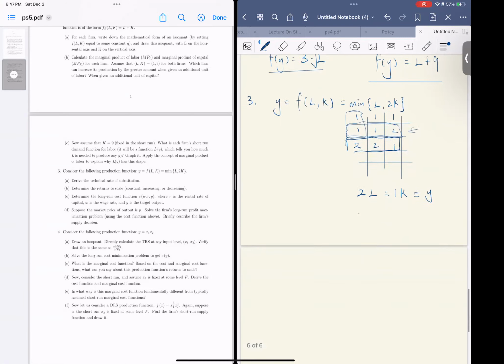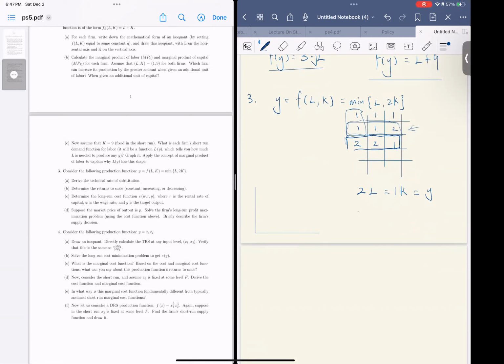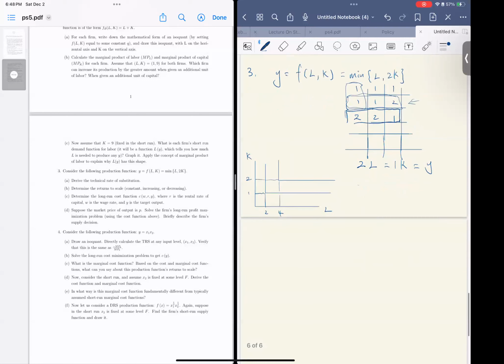So let's keep going. So I know what the graph must look like. If you're still confused with this table, in the beginning of the semester I would always do a few more rows, so ultimately you can still get it. So it will look like this, with labor and capital: 2, 4, 1, 2. Okay, so now that's the production function.